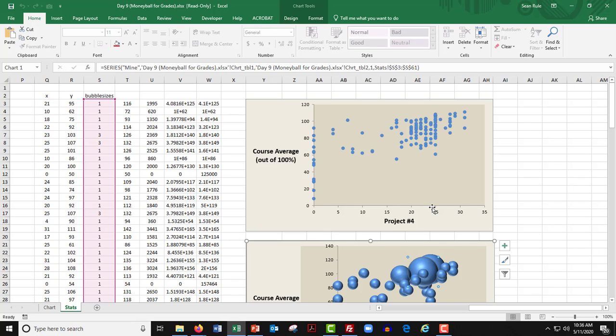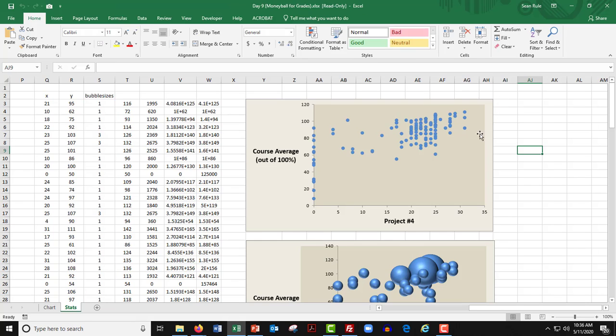So what I'm having the Excel chart do is if you look up at this, which is the scatter plot, and you look at 23, 103, I'm going to have a hard time finding this one. It might be that one right there. I think that was it, actually, right? Yeah, 23, 103. But do you see how that point is as big as this point? And there's only one student that had a project 4 grade of 7 and a course average of 101.